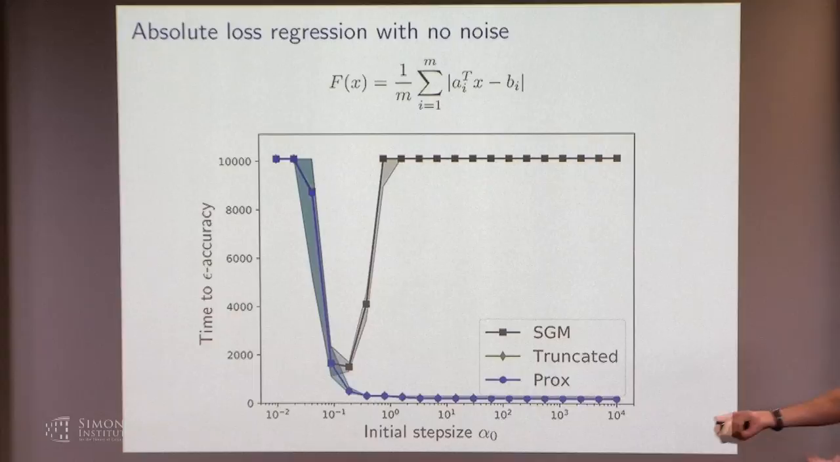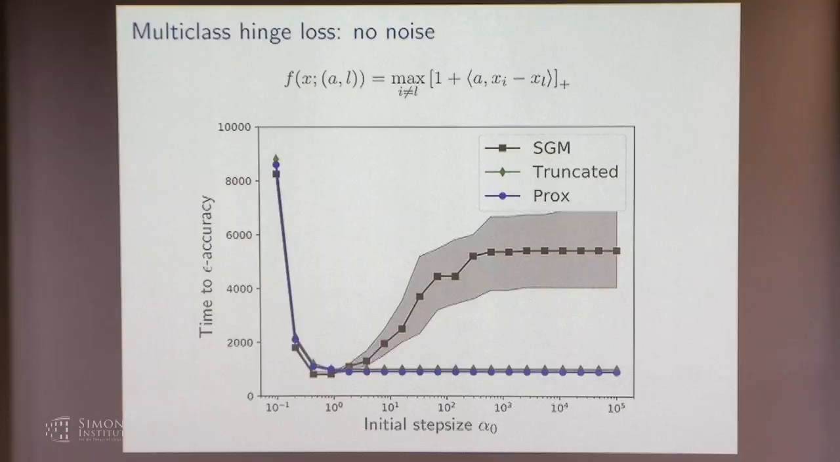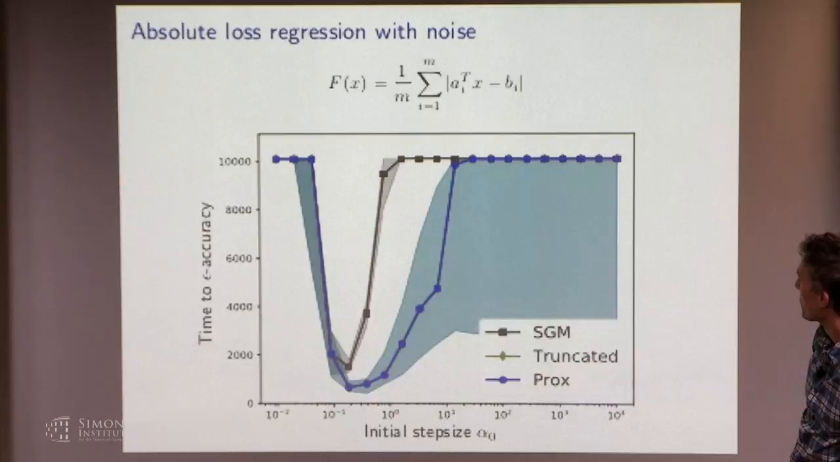Narrow range of step sizes where the stochastic gradient method works. Others work for substantially more. You just get a little bit better approximation. Multi-class hinge loss, okay. What happens if there is a lot of noise? Here's what's happening. I put in a bunch of noise in this absolute regression experiment.